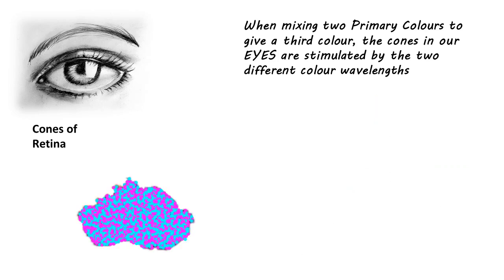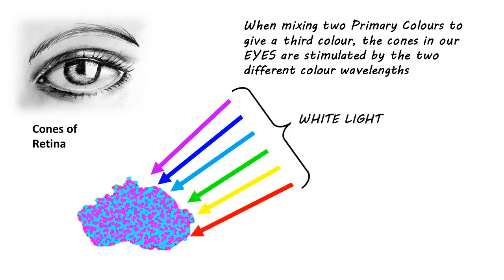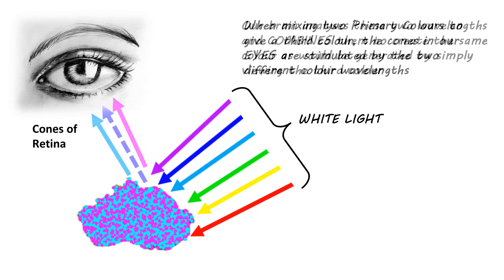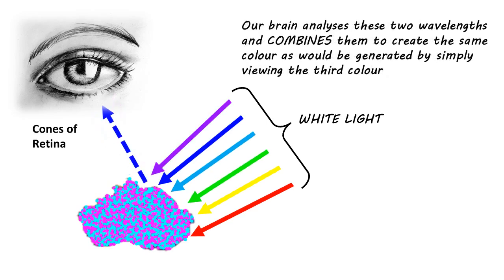So when mixing two primary colours of pigments, for example paint, ink, dye, etc., to give a third colour, the cones in our eyes are stimulated by two different colour wavelengths. White light, which contains all the colours of the rainbow, illuminates the object. Our eyes detect the two different wavelengths of light coming from the mixture. Our brain analyses these two wavelengths and combines them to create the same colour as would be generated by simply viewing that third colour. So magenta and cyan, when mixed together, becomes blue.